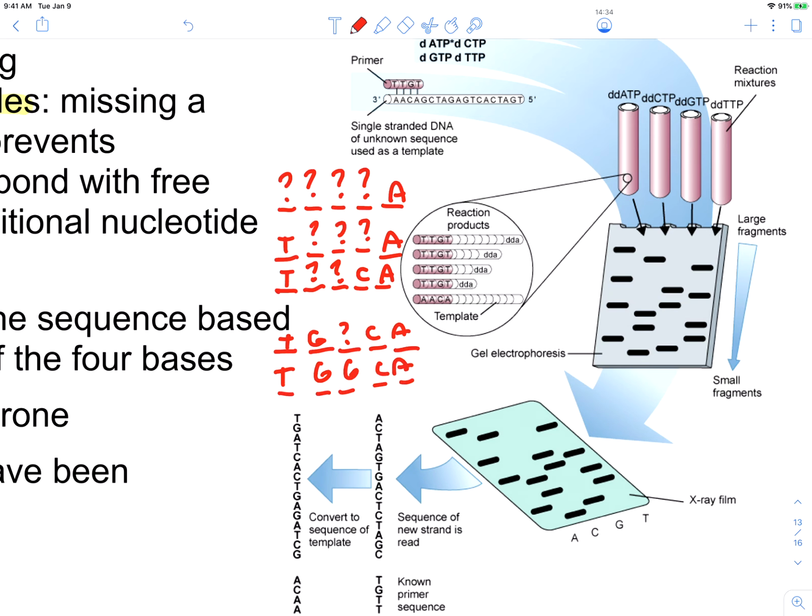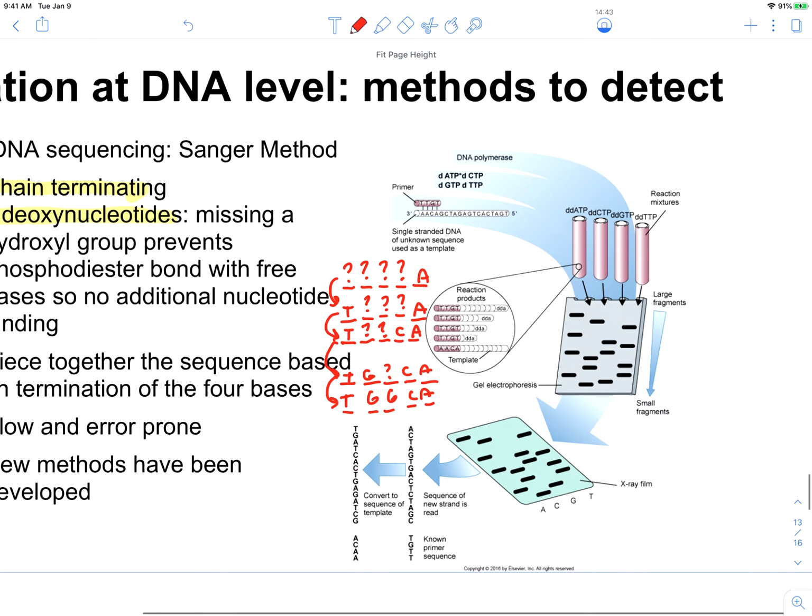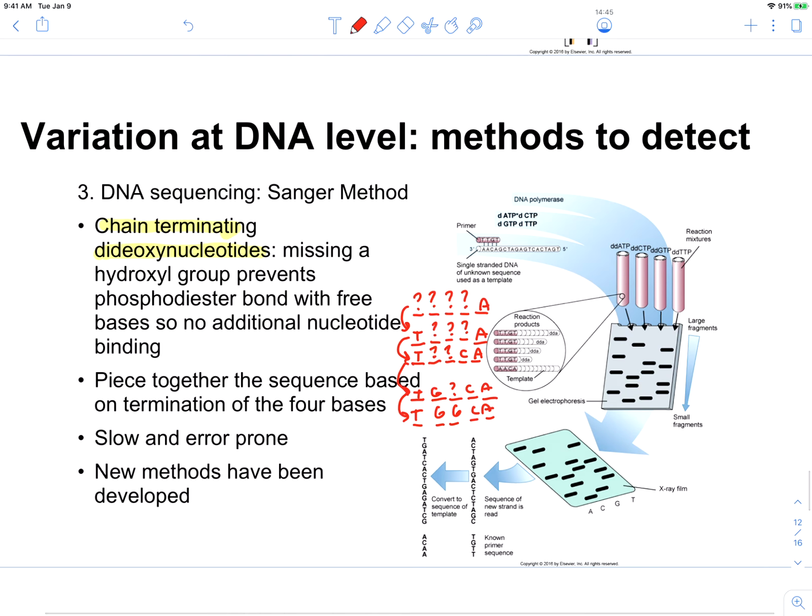So this is a way to identify what the sequence is of your genome. It's a very slow method, but you can actually do it. The problem is, as I said before, it's slow, error prone, and we do have newer methods now to do that.